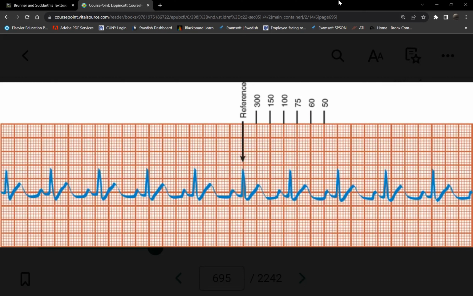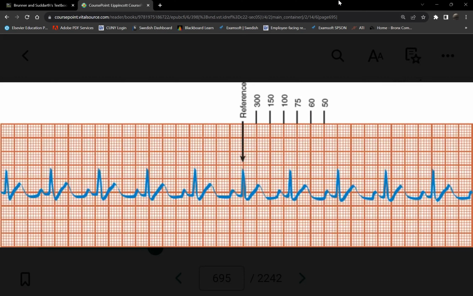So let's make 3-second markers. There's none on this strip. There's usually a marker, but none on this sample. So let's make our own 3-second markers. Since each big box is 0.2 seconds, how many big boxes in 1 second? 5. Okay, so therefore every fifth box is 1 second, correct?